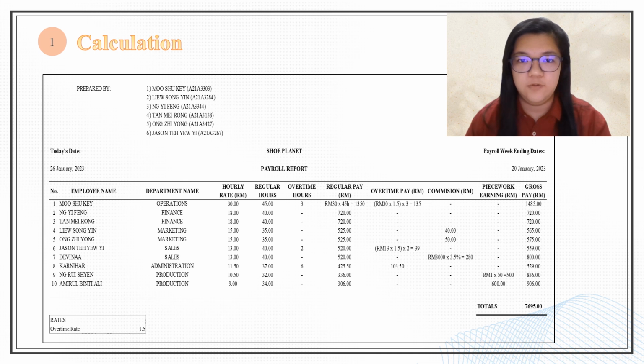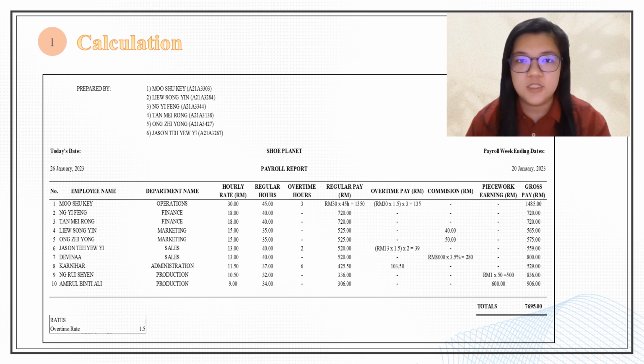Next is our payroll report. A payroll report is a document that is used to provide specific payroll information to government agencies and keep on file for our own pay records. It includes information of basic pay, overtime pay, commissions, piecework pay, and gross pay.